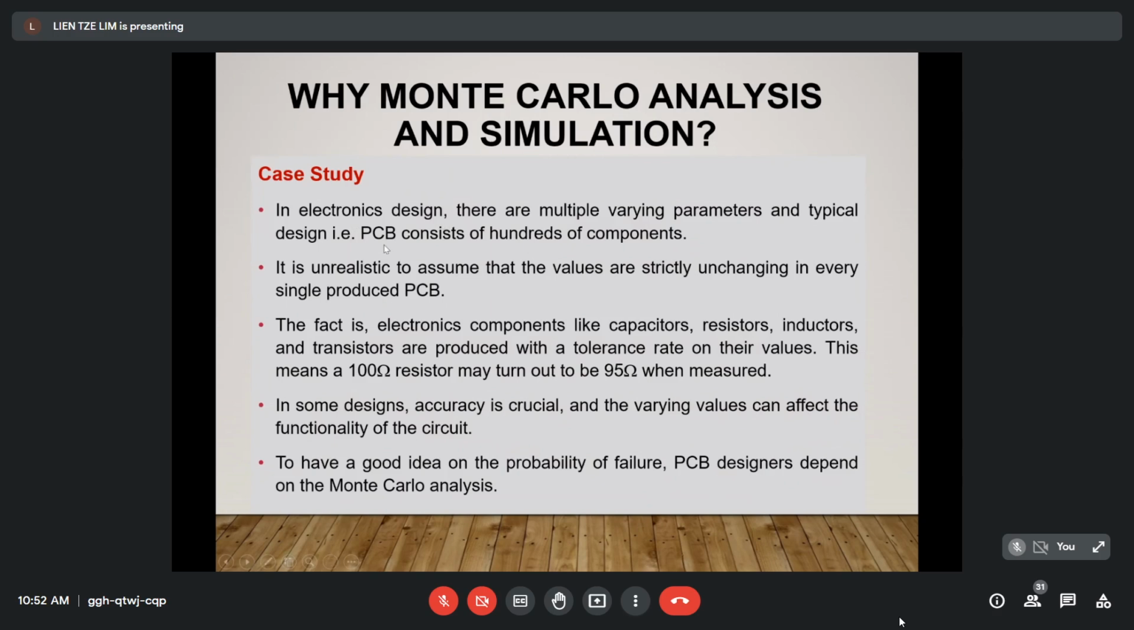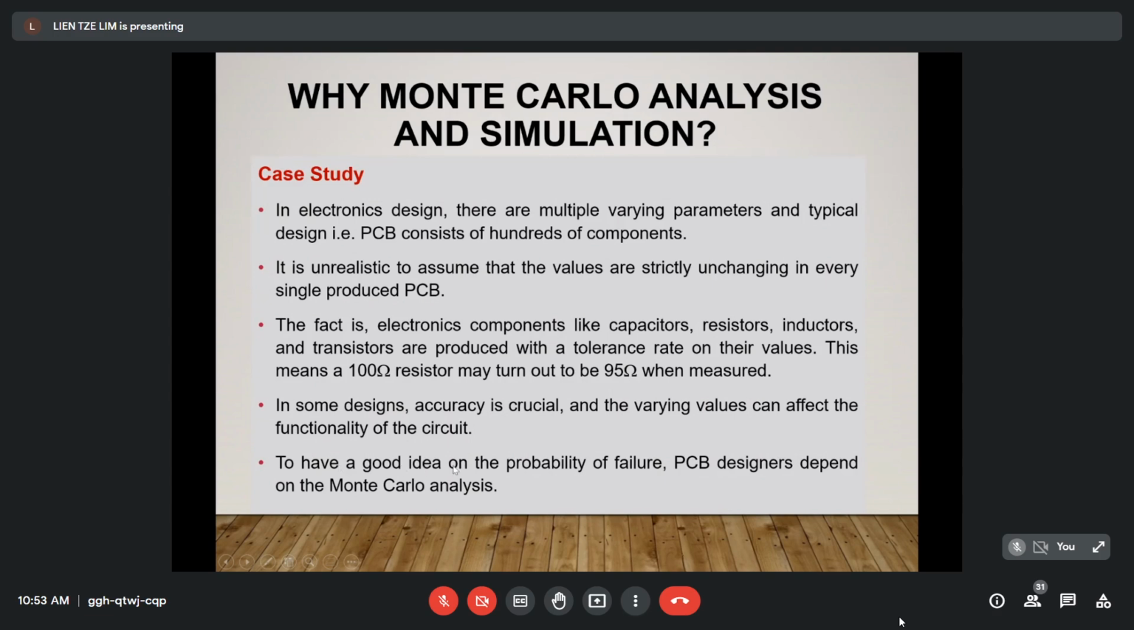According to the case study here, in electronics design, there are multiple varying parameters, and a typical PCB design consists of hundreds of components. It is unrealistic to assume that the values are strictly unchanging in every single product PCB. The fact is that electronic components like capacitors, resistors, inductors, and transistors are produced with a tolerance rate on their value. This means a 100 ohm resistor may turn out to be 95 ohm when measured. In some designs, accuracy is crucial and the varying value can affect the functionalities of the circuit.